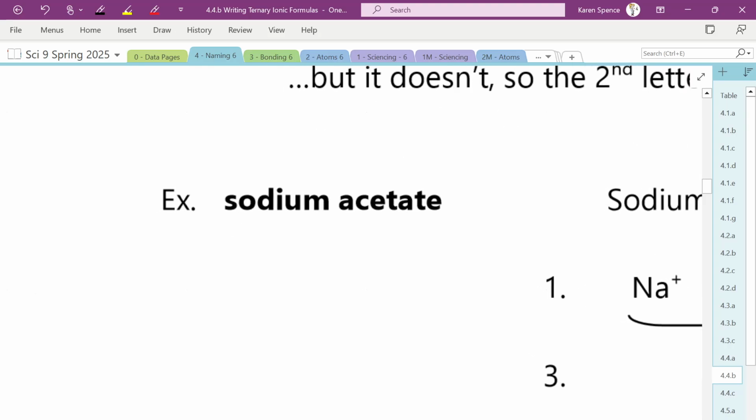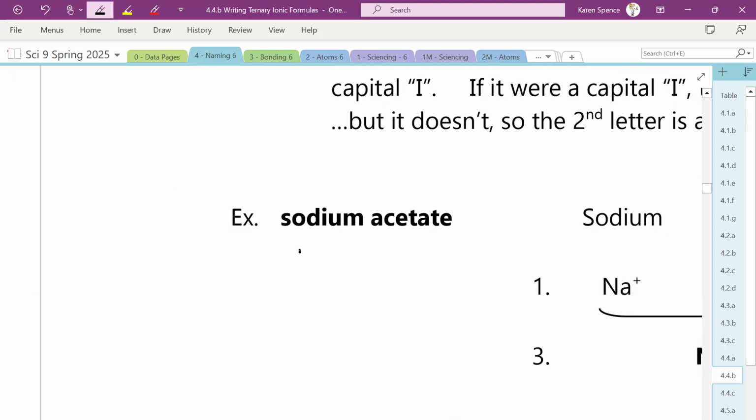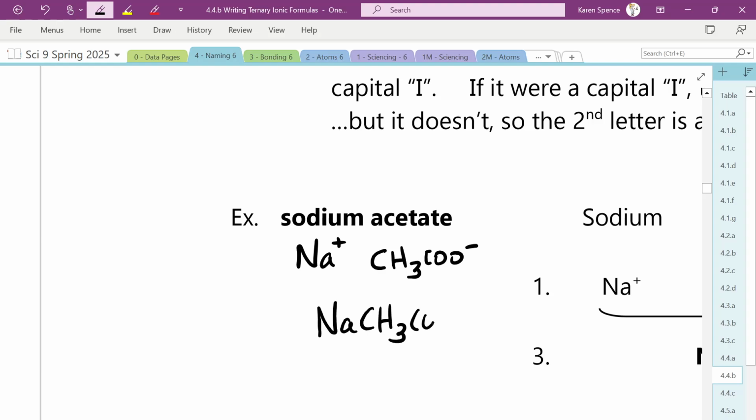So let's try one here, sodium acetate. Sodium has a positive 1 charge. Acetate has a negative 1 charge. Do those balance? Yes. So you just stick them together and get rid of the charges. NaCH3COO. Just squish them together and don't write the charges.